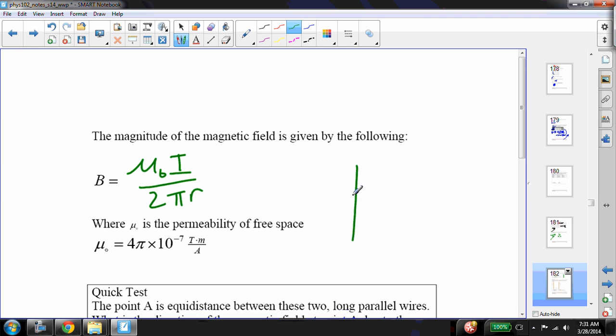So if I have a wire here, and I want to know the magnetic field out at this point, this is the distance r. I is the current. Mu naught is 4 pi times 10 to the minus 7. This is the permeability of free space, and we use it to find B.